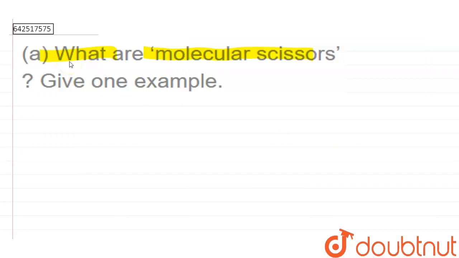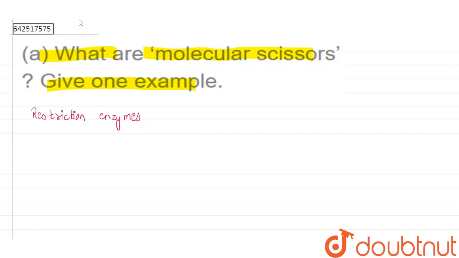Hello, our question is: what are molecular scissors? Give one example. So we are asked, what are molecular scissors? See, restriction enzymes are also called molecular scissors. Okay, so what do they do?